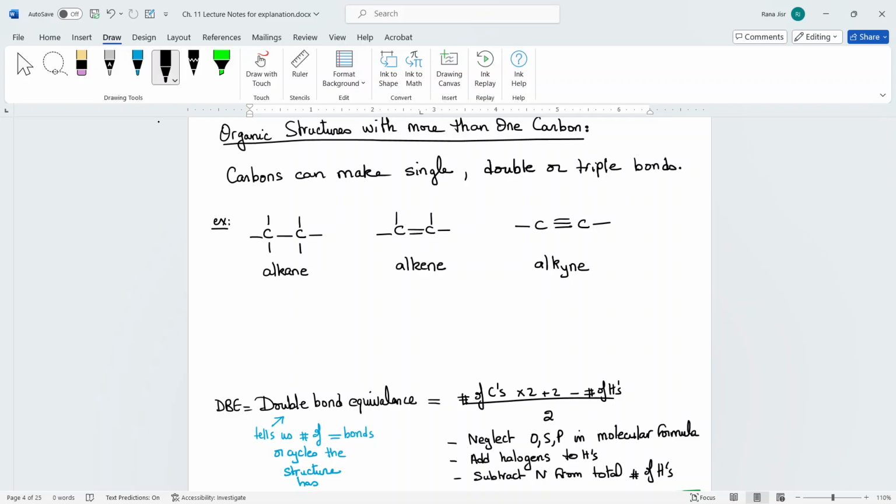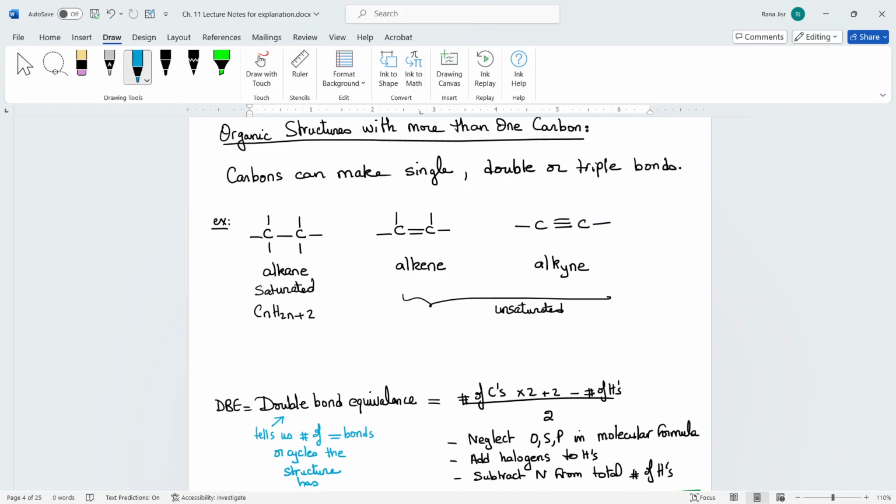Now, alkanes, since they don't have any double bonds in them, we call them saturated. Saturated is a term that we use for a hydrocarbon chain that does not contain any double bonds. And alkanes follow the formula CnH2n plus 2, where n is the number of carbons. Alkenes are unsaturated. Same thing for the alkynes. So alkenes and alkynes are considered to be unsaturated. Unsaturated means that they do have a double bond or a triple bond in them.